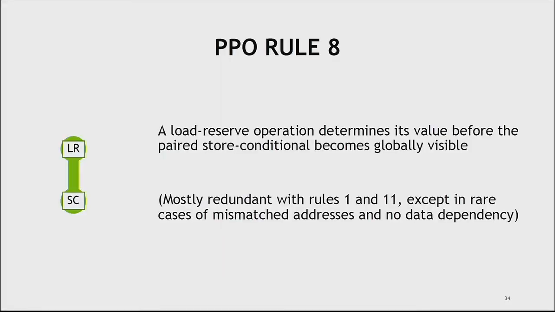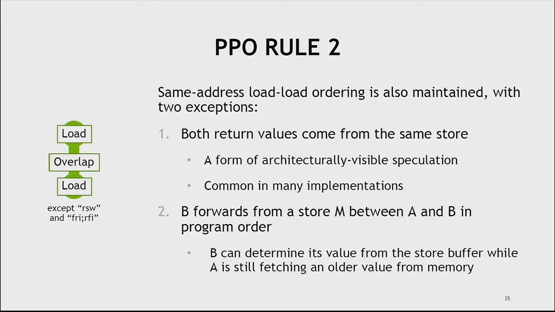And then lastly, rule 8, which I also skipped earlier. I have one more after this, but anyway, rule 8, this one is mostly redundant with rules 1 and 11. This one says that if you have a load reserved and a store conditional and they're paired with each other, the load reserve has to appear before the store conditional. This only ever actually comes up if you have mismatched addresses, which is another side topic here. Finally, rule 2, this is one I skipped way back from the beginning.